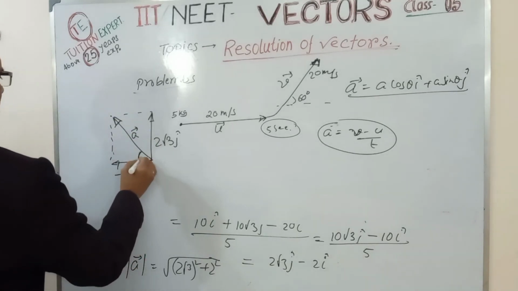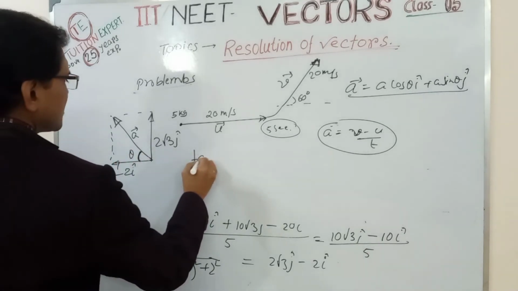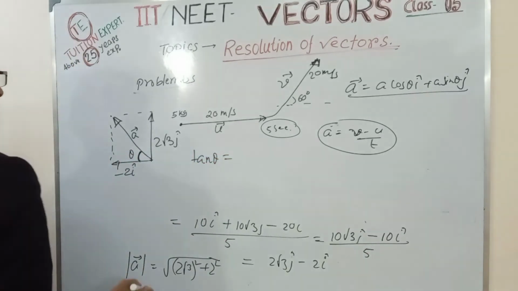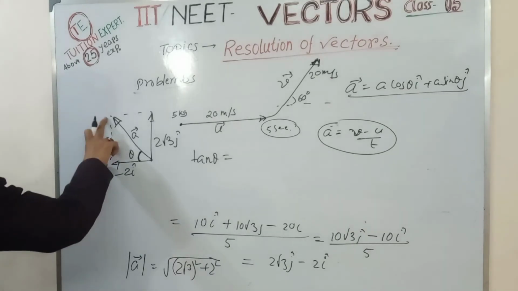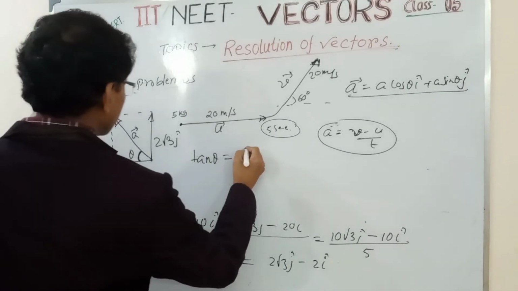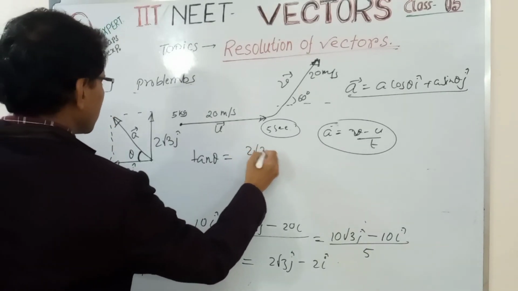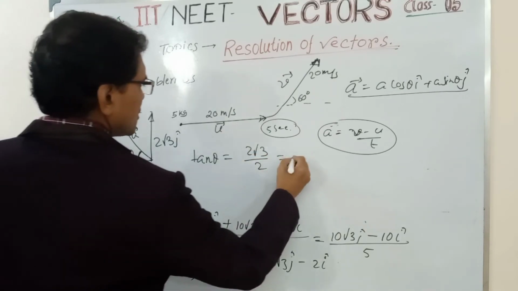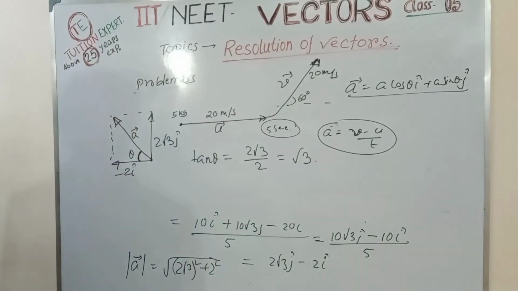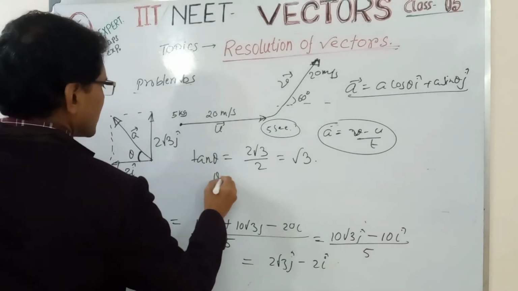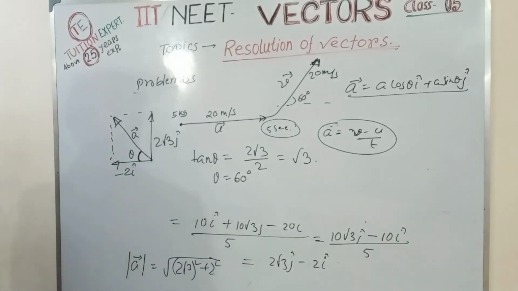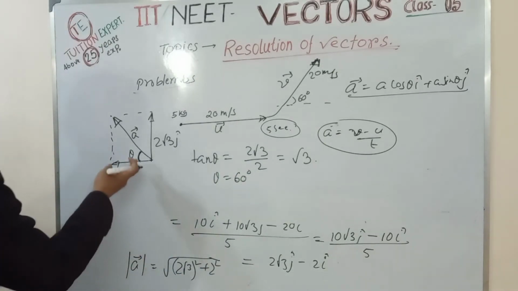If the angle is theta, then we use the formula tan theta equals ay by ax. Using only the magnitudes, 2 root 3 by 2 equals root 3, so theta equals 60 degrees, that is, 60 degrees with the negative x-axis.